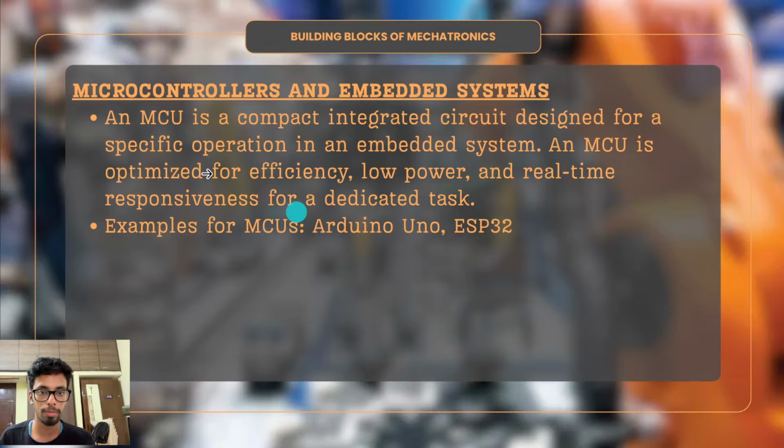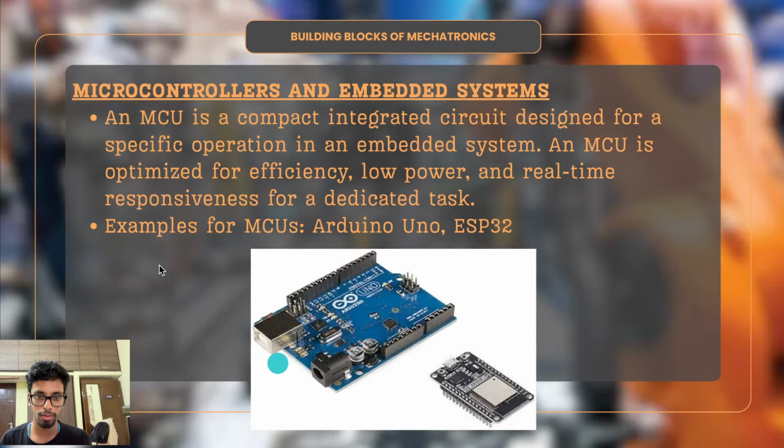So examples for microcontroller units are Arduino Uno and ESP32. Arduino Uno is this one. I think the majority of you guys might have seen this, maybe even in real life, in school projects or something you might have used somewhere. This one, on the other hand, ESP32, is slightly costlier than an Arduino Uno, but it's got wireless capabilities. It's got Wi-Fi, Bluetooth connection, so it can be used to control things that you wouldn't want to use wires for.